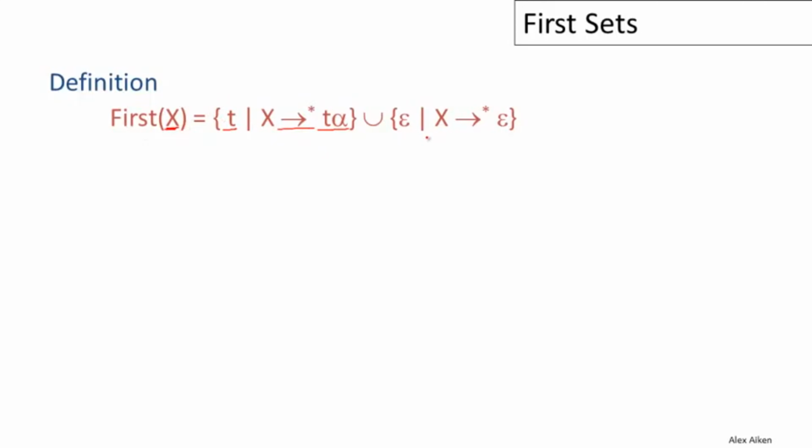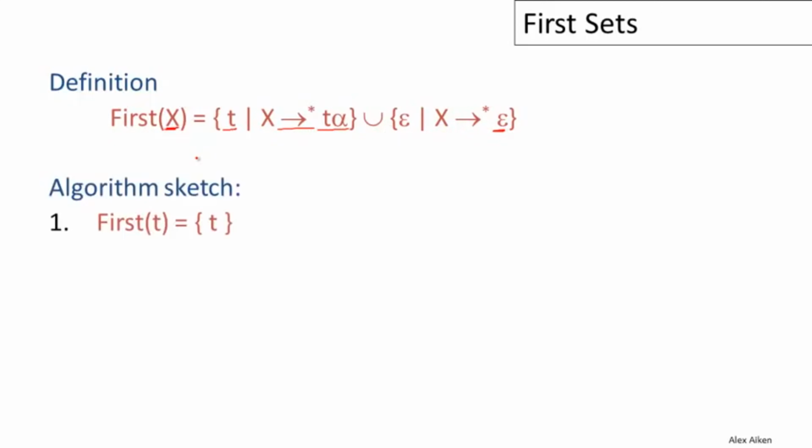Now, for technical reasons that will become clear in a minute, we also need to keep track of whether X can produce epsilon. So even though epsilon is not a terminal symbol, if X can go to epsilon via 0 or more steps, then we'll say that epsilon is in the first of X. And this turns out to be needed. We need to keep track of whether things can produce epsilon in order to compute all the terminals that are in the first set of a given grammar symbol.